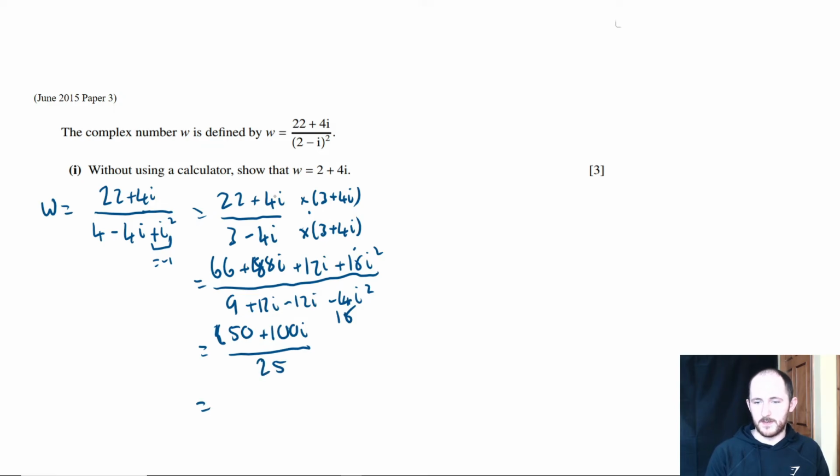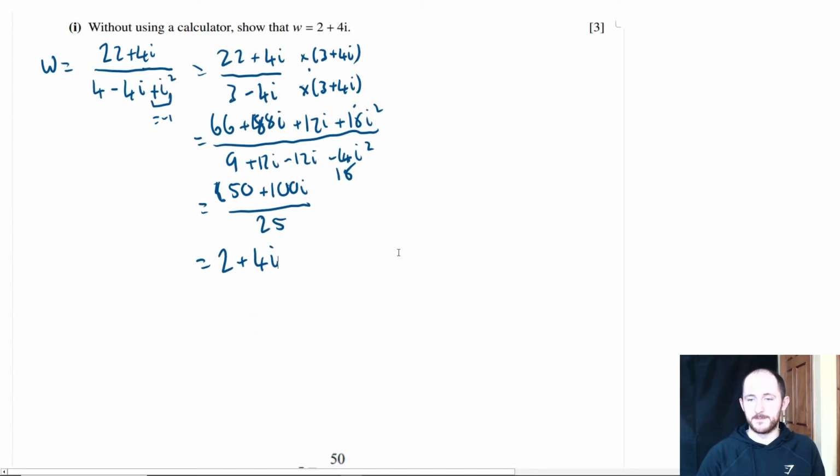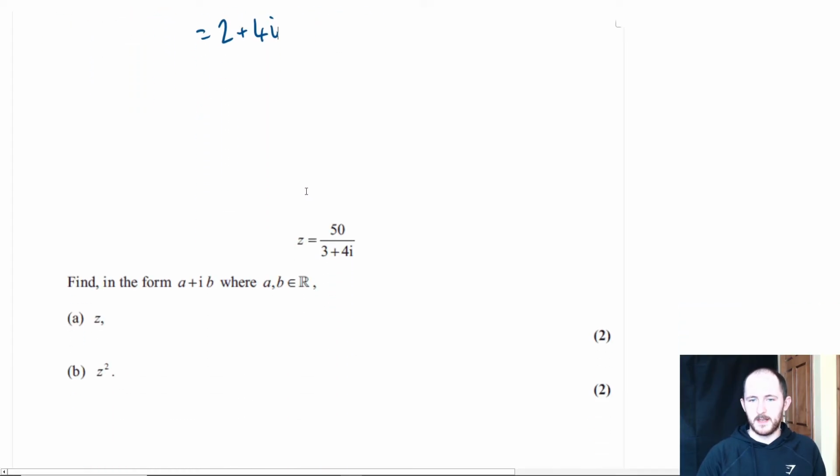And then if you were to do the division, you'd get 2 plus 4i, which is a very satisfying answer, and it's also the answer to the question. Perfect. So hopefully that wasn't too bad. Again, it's easy to make mistakes, so take it carefully. That's why I was constantly rereading the work to avoid any mistakes, which is how I spotted this much faster than I normally would.